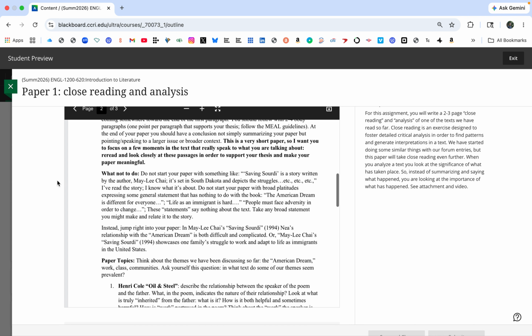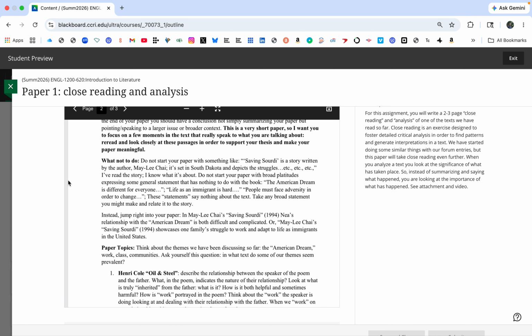What not to do. Don't start your paper with something like, Saving Sorty is a story written by the author Mei Lee Che. It's set in South Dakota and depicts the struggles, et cetera. I've read the story. I know what it's about.